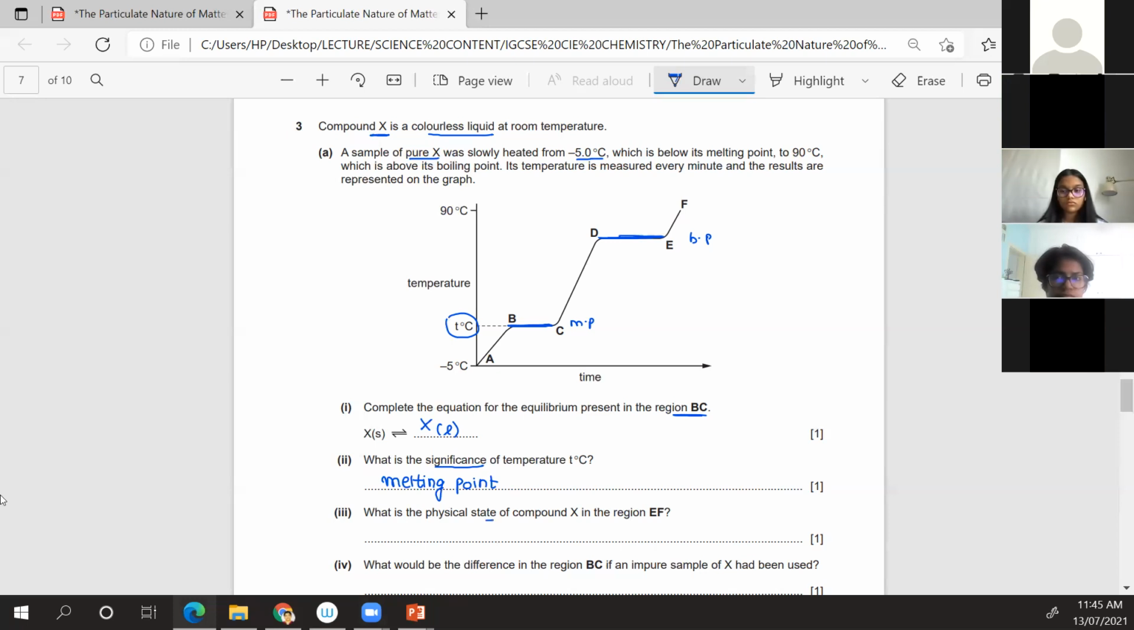What is the physical state of compound X in region EF? I want everybody to write the answer. Write the answer for this. What is the physical state of compound X in region EF? Yes, very good. Look, read the question. Physical state, it will be either solid, liquid, or gas.